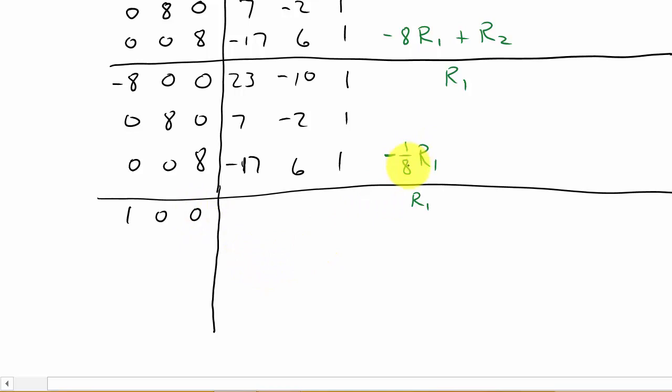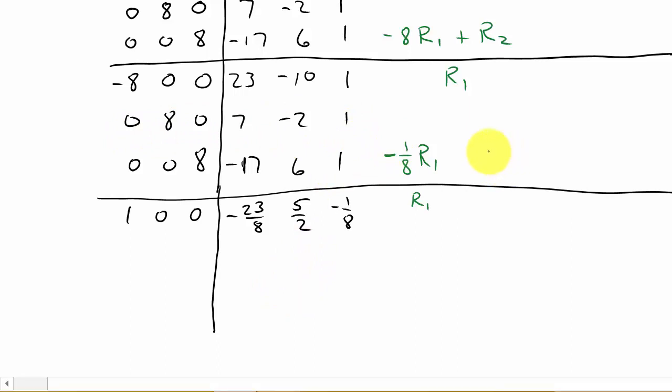But then I have to do the same thing to this. So that's going to give me negative 23 over 8. And then here I've got negative 10 over 8, and a negative times a negative is a positive. So that's 10 over 8, and 2 goes into both of them, so that would be 5/2. And then negative 1/8 times 1 is negative 1/8.